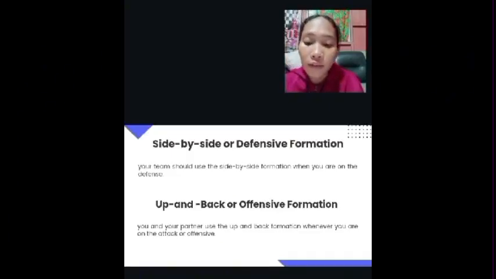Another disadvantage of the side by side formation is that the opposing team can play all their shots to one side. If one player is weaker than the other, the opponents will naturally launch their attack on that player.